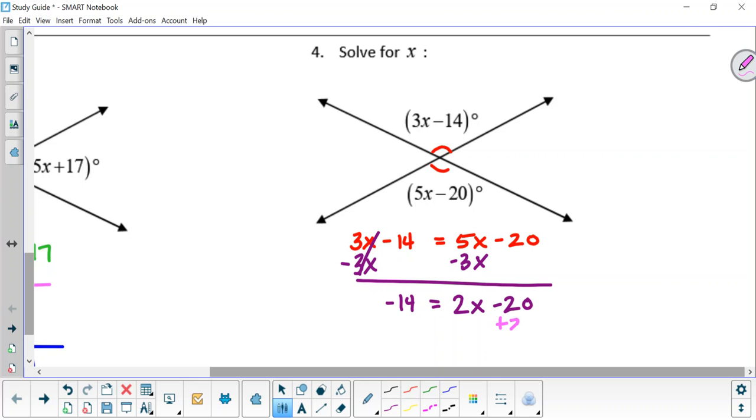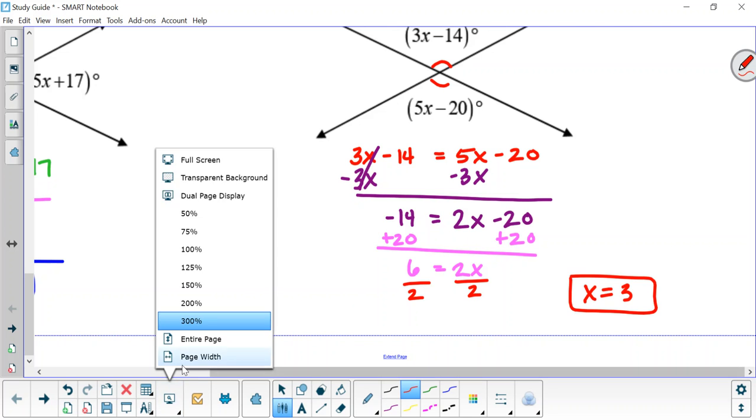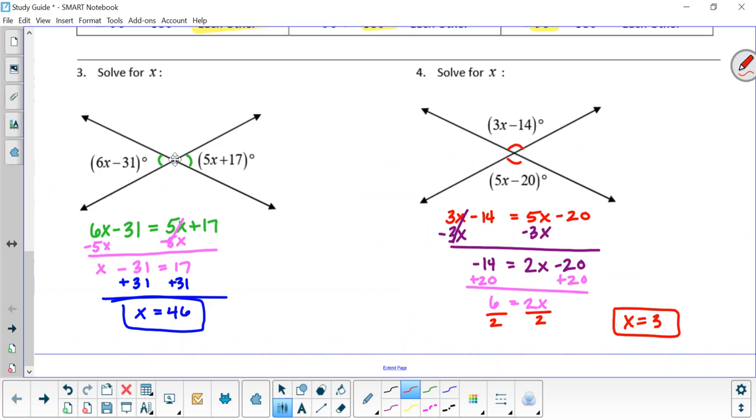Then if I add my 20, I get 2x to now equal 6. And I'll divide by 2. So x equals 3. And that's all we had to do. We just had to solve for x. So again, across from each other, equal each other.